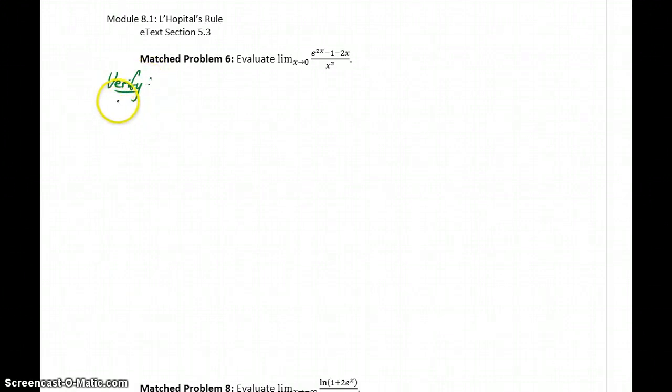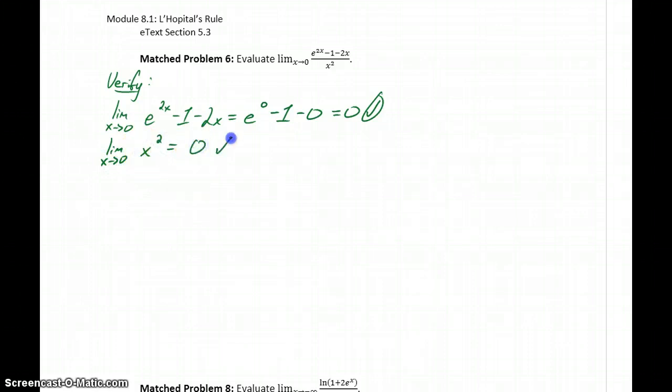We first verify that the conditions are met to apply L'Hopital's rule. So we'll take the limit as x approaches 0 of e to the 2x minus 1 minus 2x, which is going to give us e to the 0 minus 1 minus 0. E to the 0 is 1, so 1 minus 1 is going to give us 0. Then we'll take the limit as x approaches 0 of x squared. In this case, that's headed to 0, so the conditions are met.